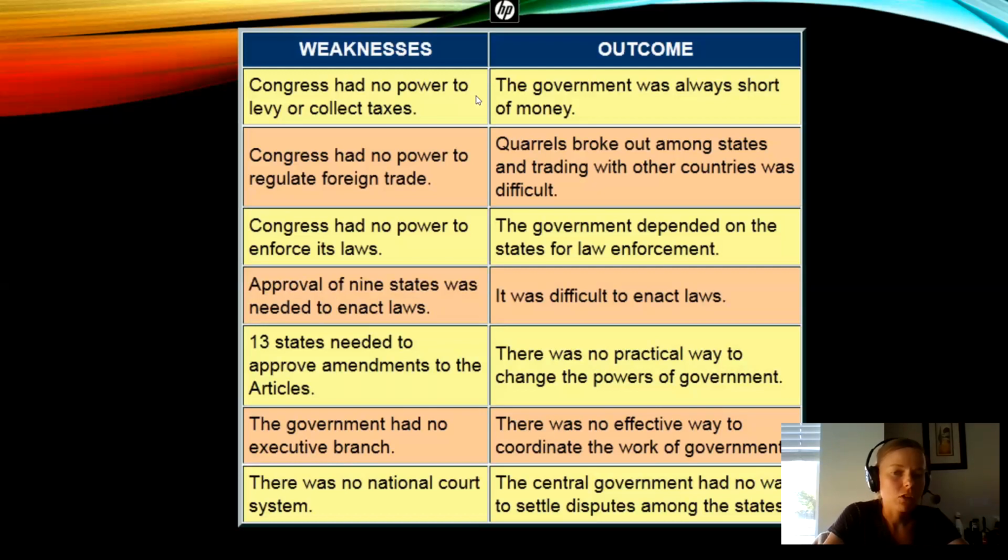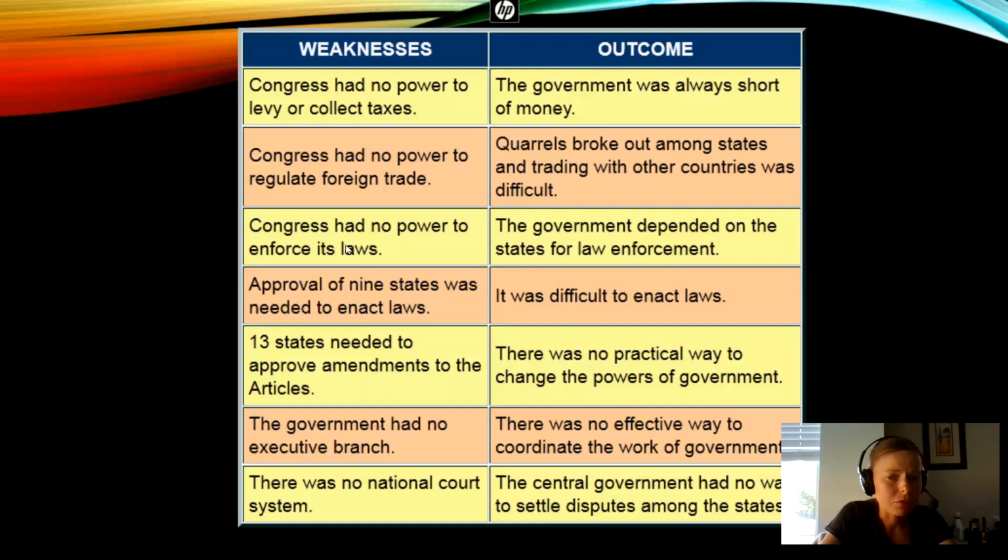Congress had no power to regulate foreign trade. Back to the first reason that the Annapolis Convention in 1786, I believe, is going to meet, which precedes the Constitutional Convention, was because of this reason. There was fighting breaking out among the states over trade barriers, and basically there was no national framework for tariffs or trade or anything like that.